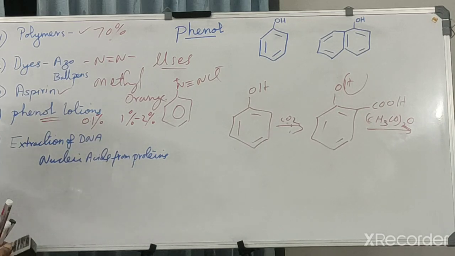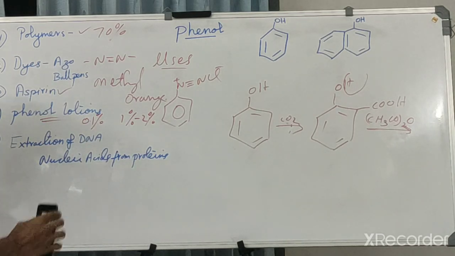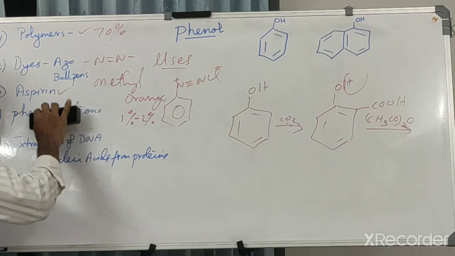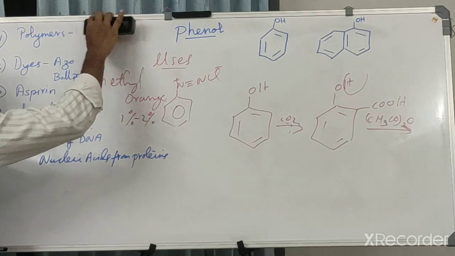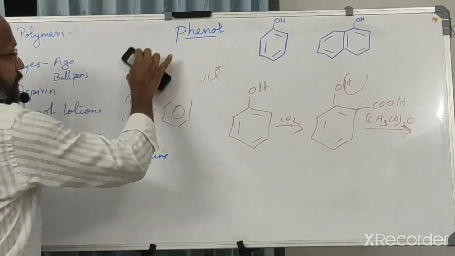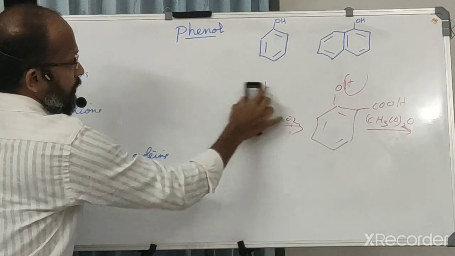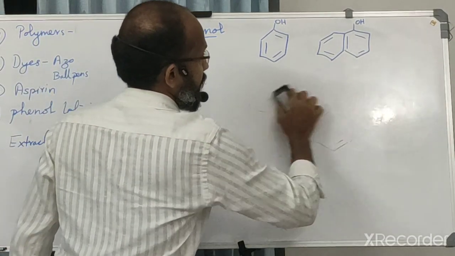Then how can we prepare phenol? Phenol is extracted from coal tar. That is one method for the preparation of phenol. It is distilled from coal tar fractions.